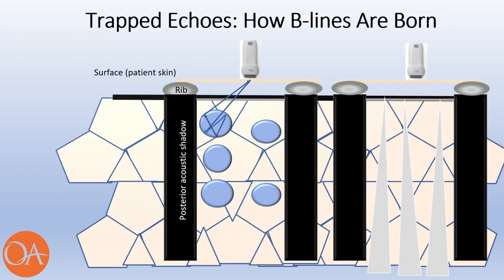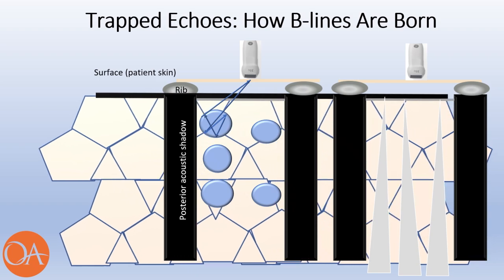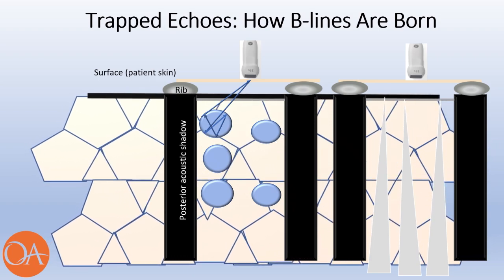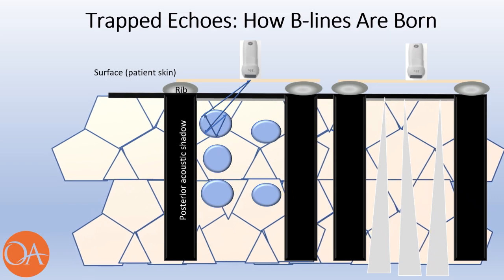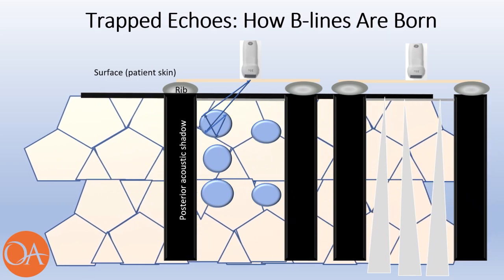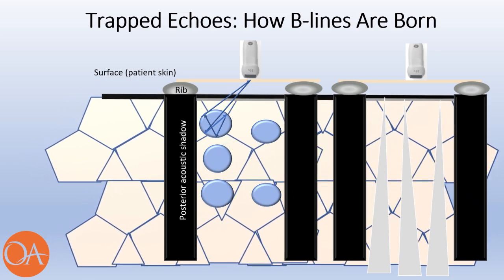We will now briefly review simplified physics of B-lines and expand on the definition of B-lines. The generation of B-lines is most commonly attributed to ring-down artifact, a form of reverberation artifact. This occurs when ultrasound waves become trapped and repeatedly reflect between structures with markedly different acoustic properties. In the lungs, this typically happens when air-filled alveoli surround fluid, thickened, or fibrotic interlobular septa.